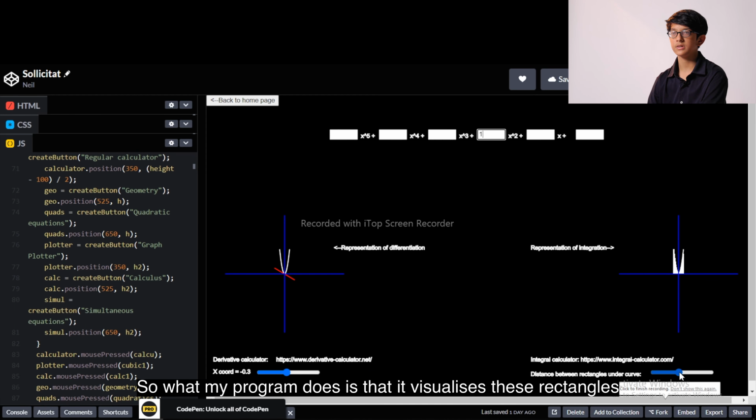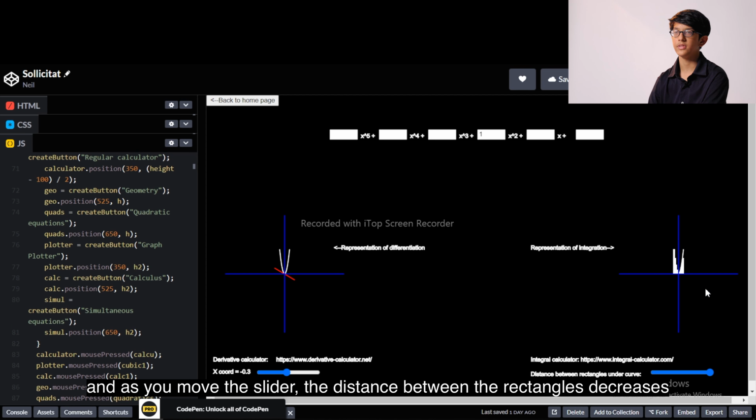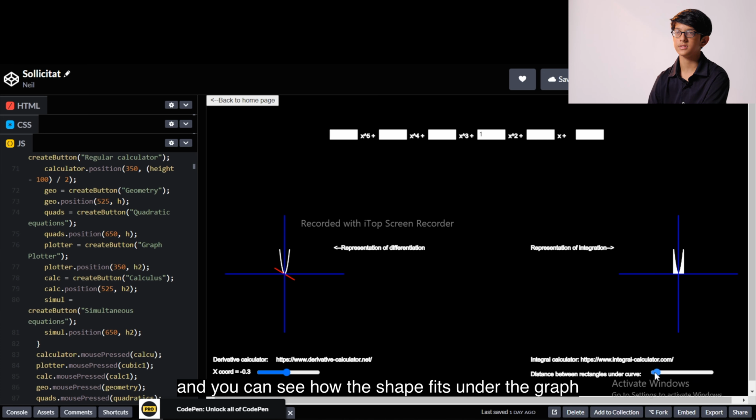So what my program does is that it visualizes these rectangles, and as you move the slider, the distance between the rectangles decreases and you can see how the shape fits under the graph.